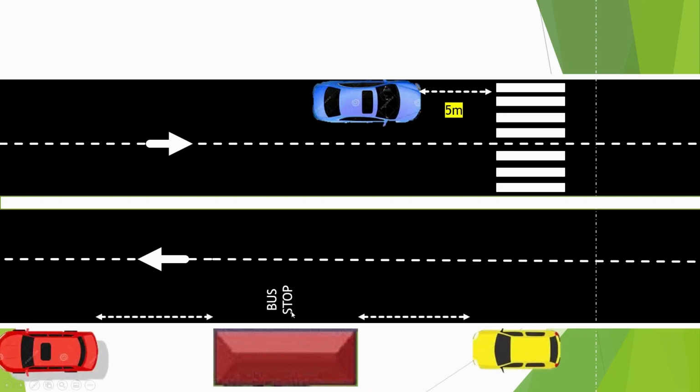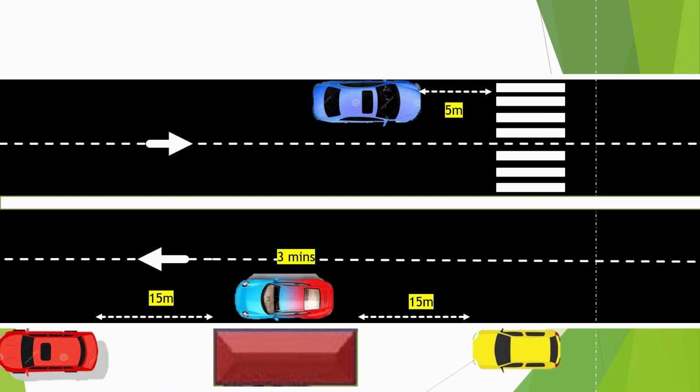Okay, so now let's look at the next few scenarios. If you want to stop a car in front of a pedestrian lane, or if you want to park in front of the pedestrian lane, the minimum distance that you must maintain is 5 meter. For bus stops or tram stops, if you want to park, the minimum distance is 15 meter. And if you want to stop at a bus stop for a short period of time, the maximum time that you can stop is 3 minutes.